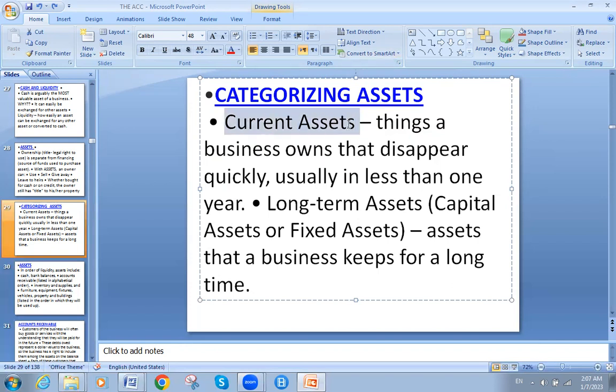Usually the current assets, like you see here, disappear quickly. It doesn't mean disappear as in gone. No. The word disappear here means change into money. Switch it into money. Usually in less than 1 year. Long-term assets, like I told you, or the capital assets or fixed assets, are assets that a business keeps for a long time.